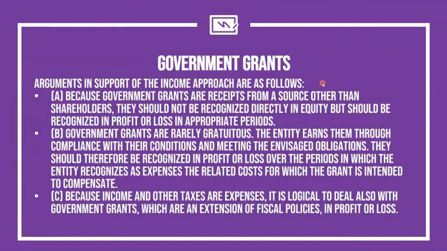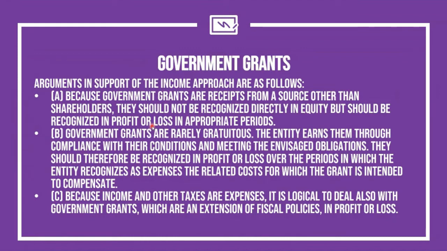In the capital approach or the income approach, however, they argue that because government grants are receipts from a source other than shareholders, they should be recognized as items that are not directly related to equity participants but will be recognized as profit or loss. Because basically, the government is an unrelated party to the entity. So, this is the argument between capital transactions or investment transactions and your income transactions or your revenue generating transactions.